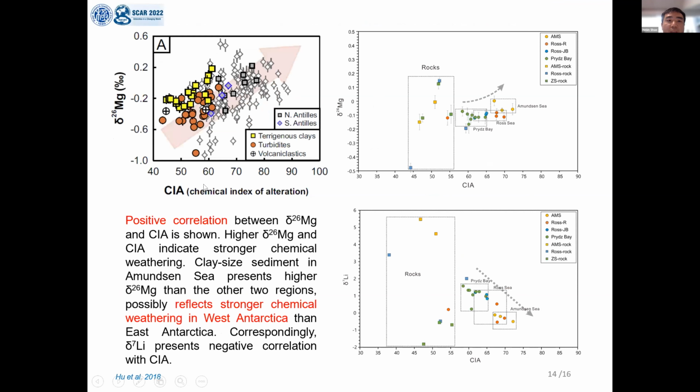As we all know, the magnesium isotopic and the CIA have good positive correlation, and the higher values indicate stronger chemical weathering, and the clay sediment in Amundsen Sea presents a higher magnesium isotopic composition than the other two regions, possibly reflects stronger chemical weathering in West Antarctic than East Antarctic. Correspondingly, the lithium isotopic composition present negative correlation with CIA, and higher CIA correlated to the lower lithium isotopic composition.